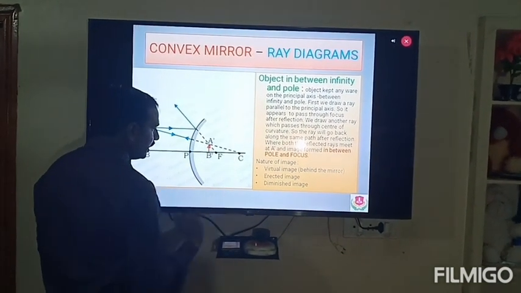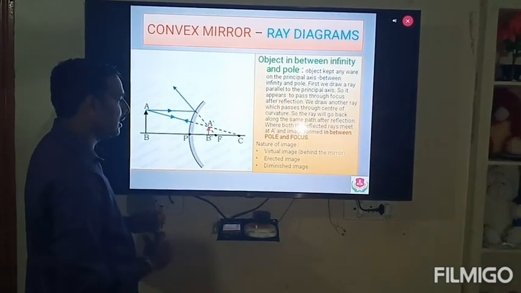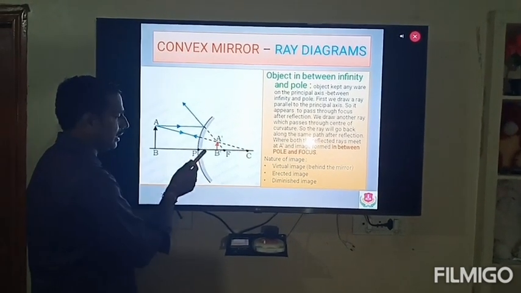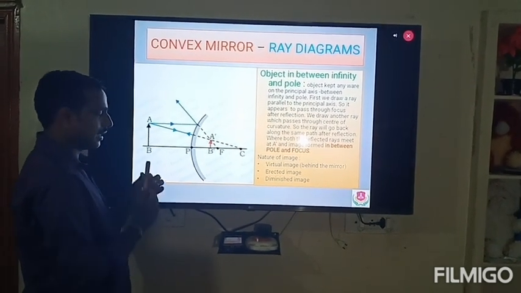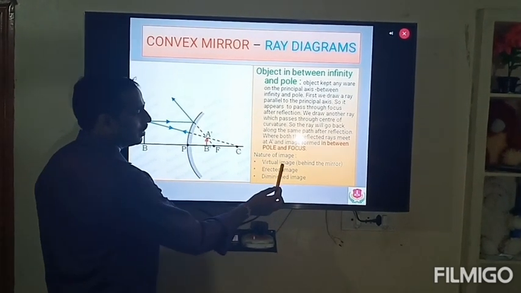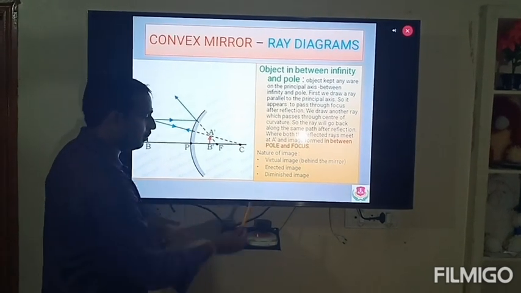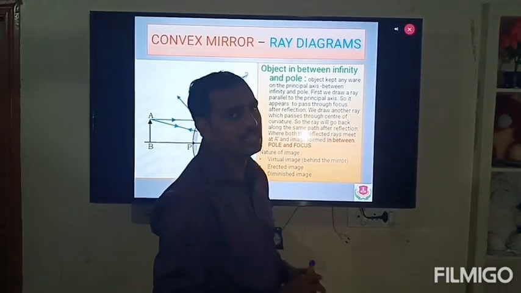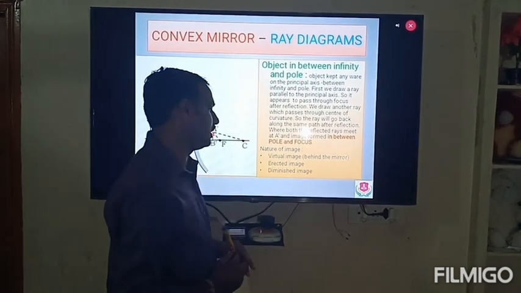Then the image is here, the red color image you observe. The red color image formed is A dash B dash. It is a small image we observe here, and it is also an erect image. There is no reverse image, only an erect image we are going to see. So the nature of the image in this case: a virtual image, meaning it forms behind the mirror, and an erect, diminished image is formed. So these two cases are there for the convex mirror because it is a divergent mirror which forms images only inside the mirror.